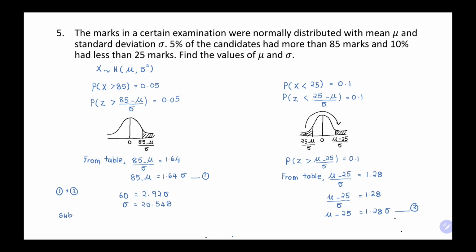Then we substitute sigma equals 20.548 into the first equation. We solve 85 minus mu equals 1.64 times 20.548. Then we get the answer mu equals 51.3. Okay, then we conclude mu equals 51.3 and sigma equals 20.548.